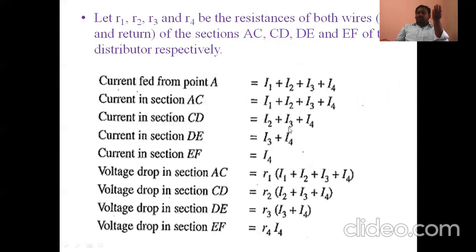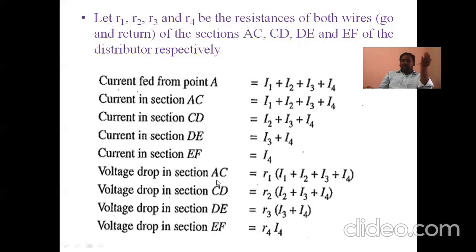CD carries I2 plus I3 plus I4, DE carries I3 plus I4, EF carries I4. Then finally, the voltage drop in section AC. I already told that: current into the resistance of that section. In AC, the current is I1 plus I2 plus I3 plus I4, and its resistance is R1. That's why it is the drop.